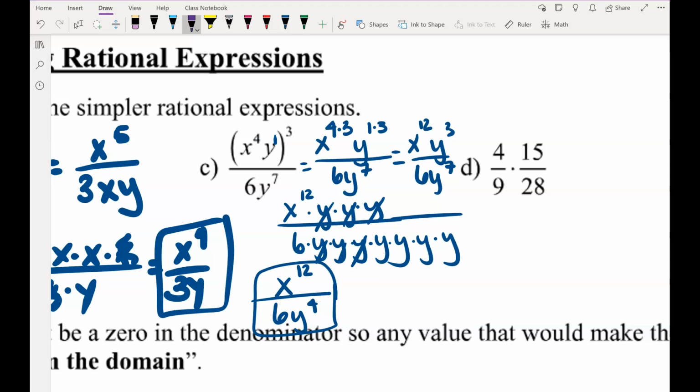Okay, so algebraically, there's no denominator with x, so we will leave x to the 12th by itself.